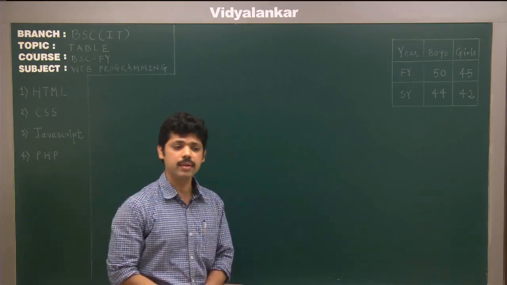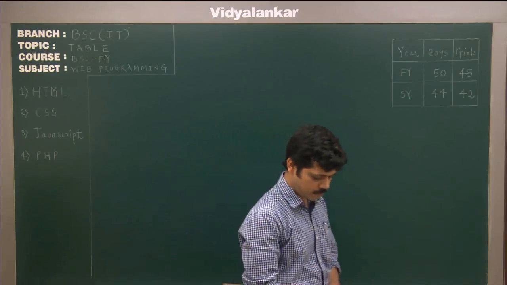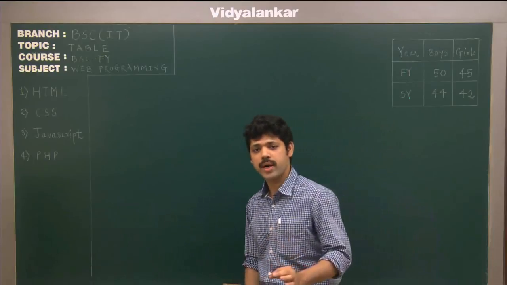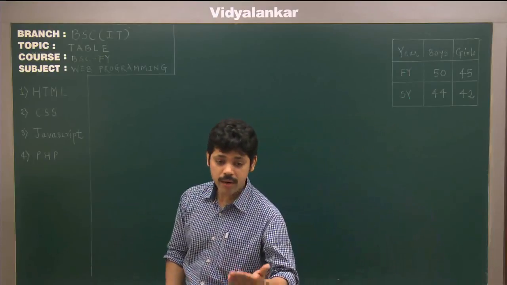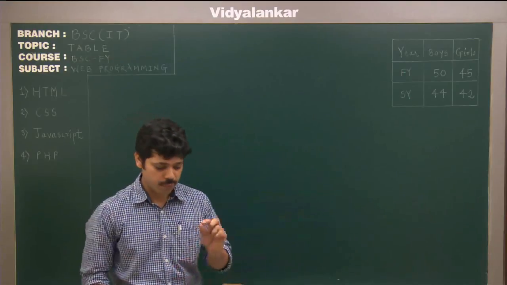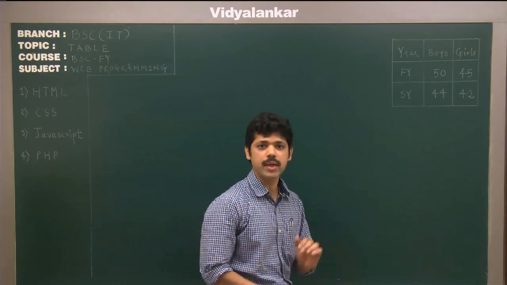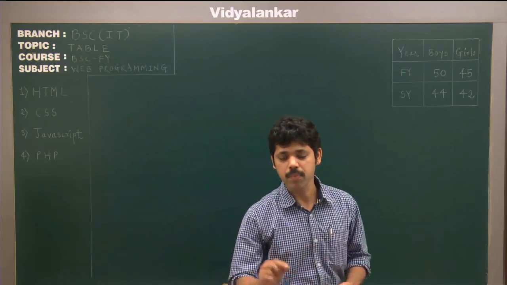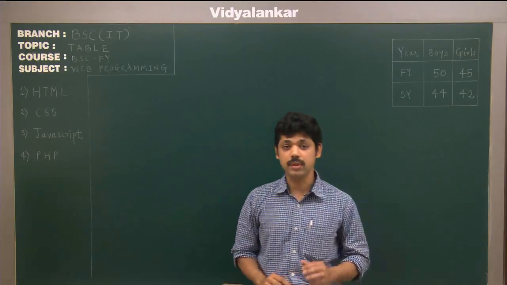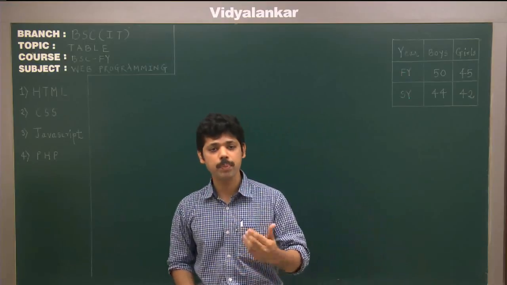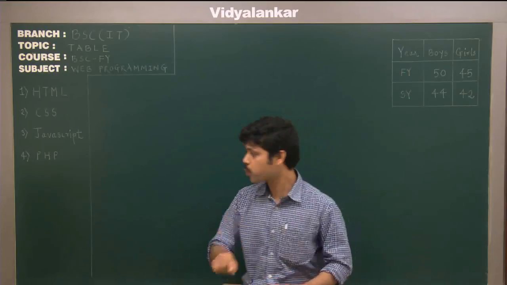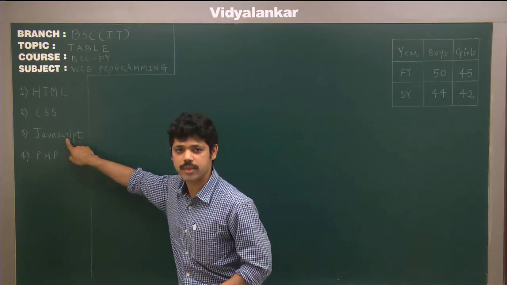If I want to create a Facebook account, I have to select one user ID and this user ID must be unique. But how do I come to know that this user ID is unique? Whenever I enter my user ID, it must be compared with the earlier user IDs. And if this user ID is not present in the Facebook database, then it will be created. This is possible by using JavaScript.